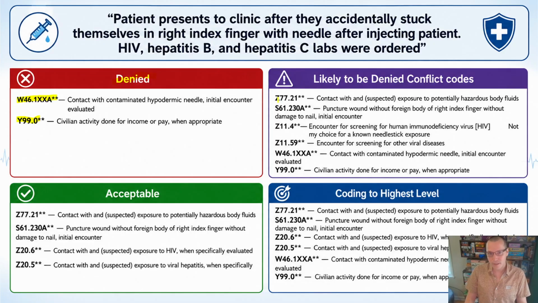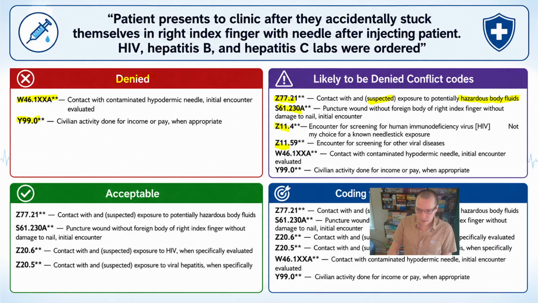So let's say you know that you want to use the Z77 as the first listed for contact with and suspected exposure to hazardous body fluids. That's what we're using for when you get stuck with a needle that has already been in another patient. There's a risk to hazardous exposure. We will then list second the puncture injury code to the best finger possible. And then let's say the coder ends up using Z11s instead on the labs. These are your screening codes for the HIV and for other viral. These ones are likely to get denied because these are screening codes when truly we're ordering for exposure.